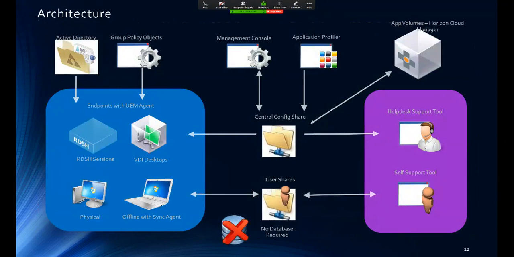So let's talk a little bit about the architecture. As I've mentioned a couple times, the architecture for a product like this is actually rather simple. At the heart of it, it is 2 Windows-based file shares. These file shares contain centralized configuration files, and then user-based information. There is no database that is utilized to support this. All you really need to do is have the UEM agent deployed, configure a group policy object that configures the UEM agent to look at the central config share and the user shares, and it pretty much goes through and works.